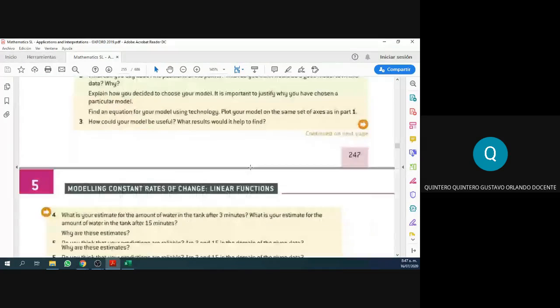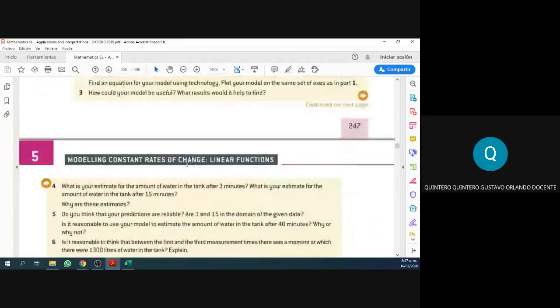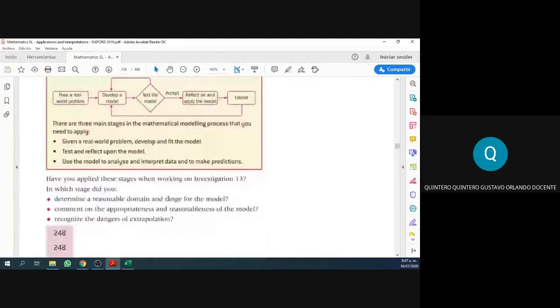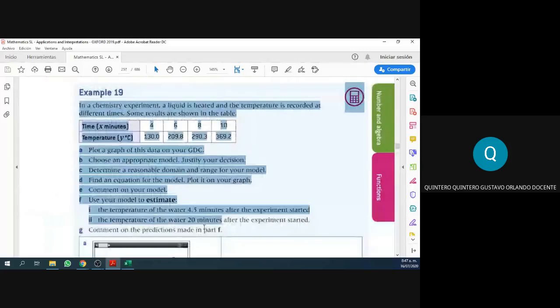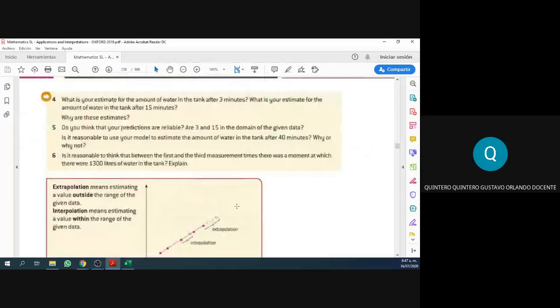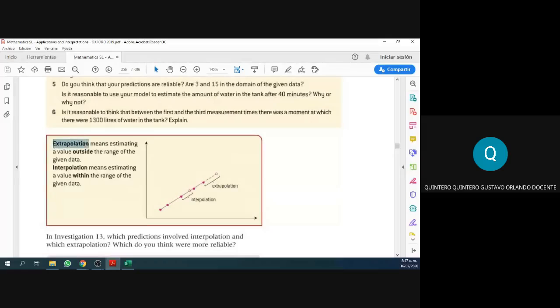All right, so in this example, we're going to take a look at a real example here. I'm just telling you about the idea behind modeling. Here we have two new words for modeling: extrapolation and interpolation. So what is the meaning of extrapolating the data? And what is the meaning of interpolating the data?